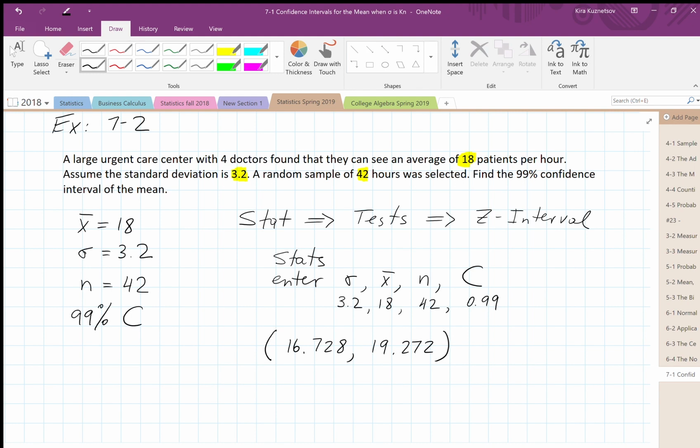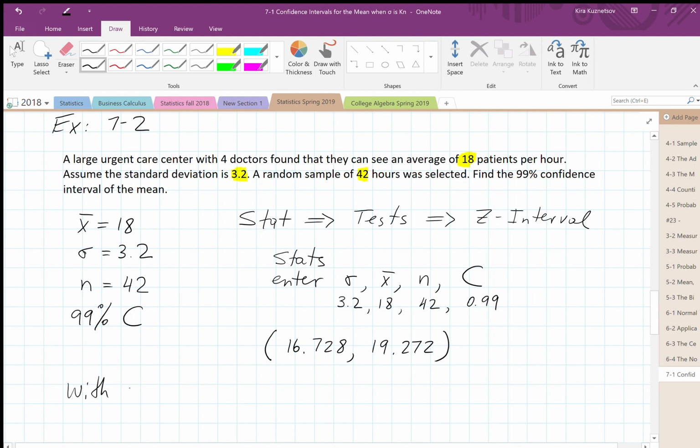Some books will tell you to just round normally to the nearest integer, and that should be fine. So that's what this book is doing. It says, well, just round to the nearest integer, because giving decimals in the final answer does not make any sense. So this is what my final answer should look like. I'm going to read the original problem because this will give me the setup of my sentence. A large urgent care center found that they can see an average of 18 patients an hour.